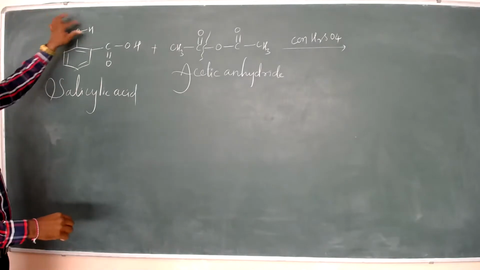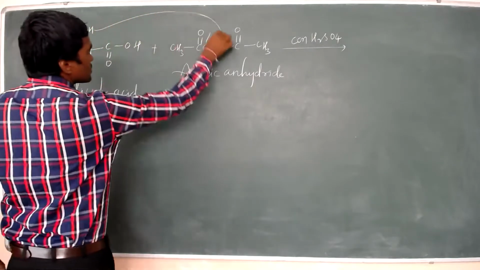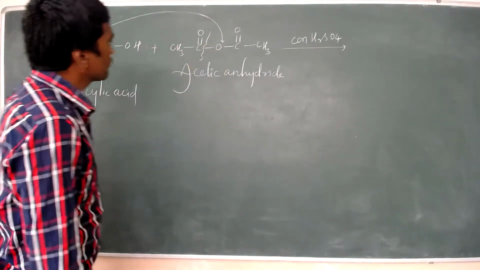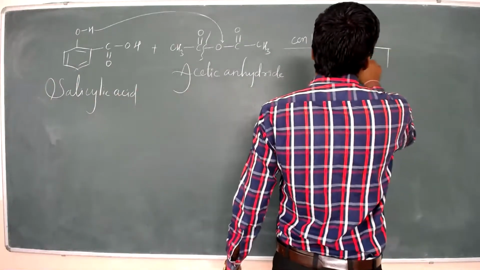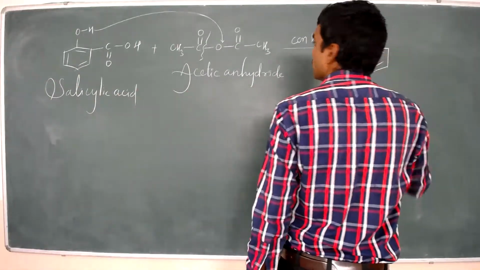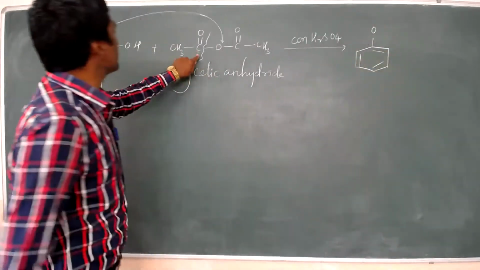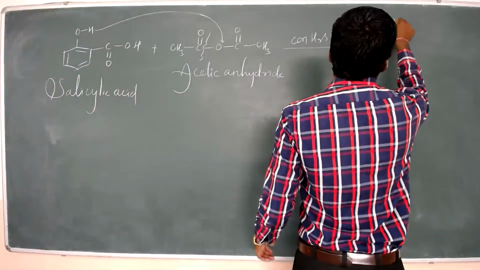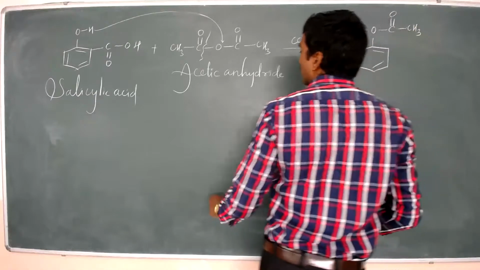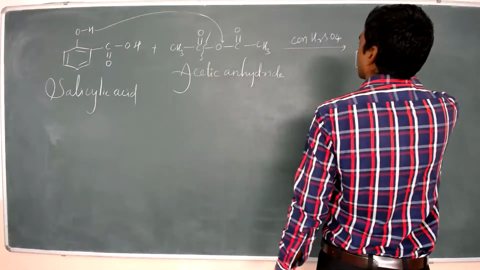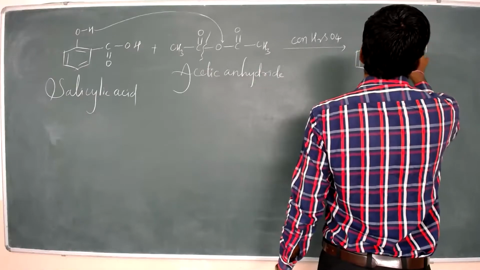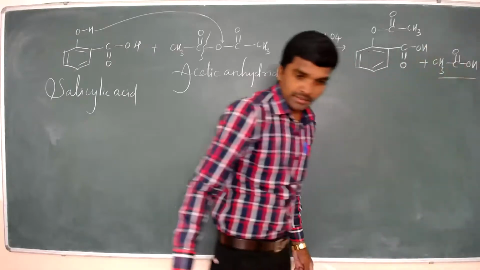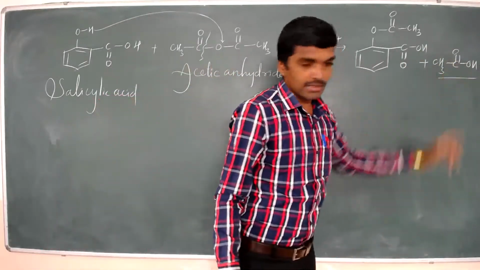From the phenolic group, this proton is attached to oxygen, then formation of, you see, on benzene O, the remaining C double bond O CH3 group is attached to oxygen, plus the remaining byproduct. Acetic acid will be formed.